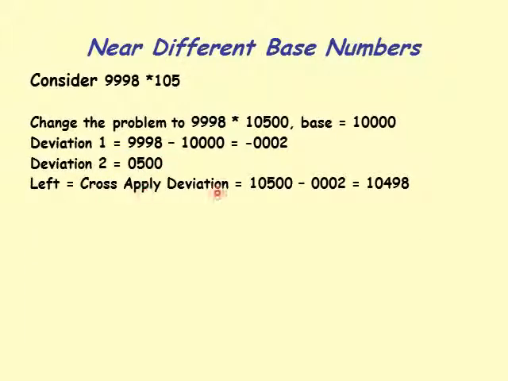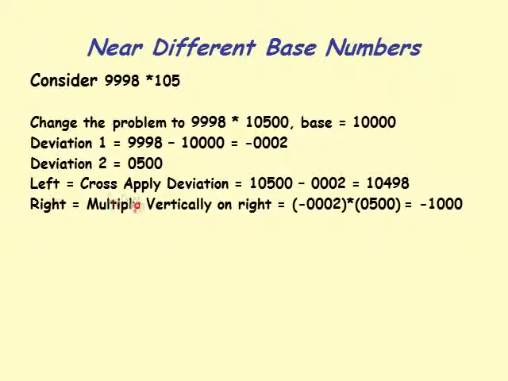Let's continue. Cross apply for the left: 10500 and the first deviation, minus 2. The operation is 10500 minus 2, which is 10498. Let's continue. Do the right part. The right part is multiplied vertically: the two deviations are minus 0002 and 0500, which multiply together to minus 1000. We have 4 digits on the right and it is negative.